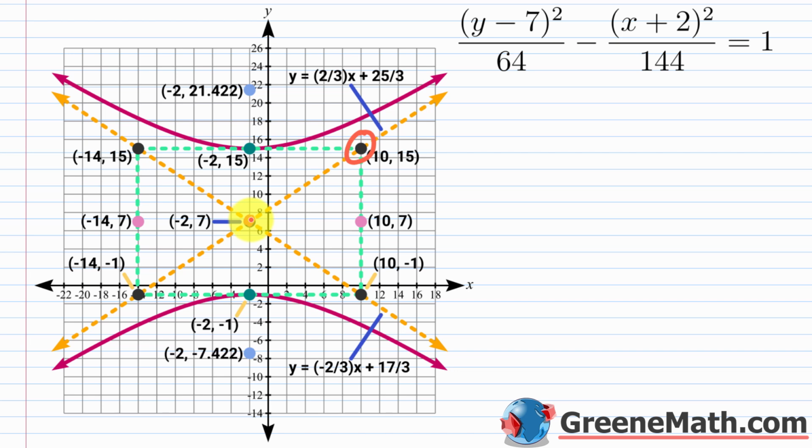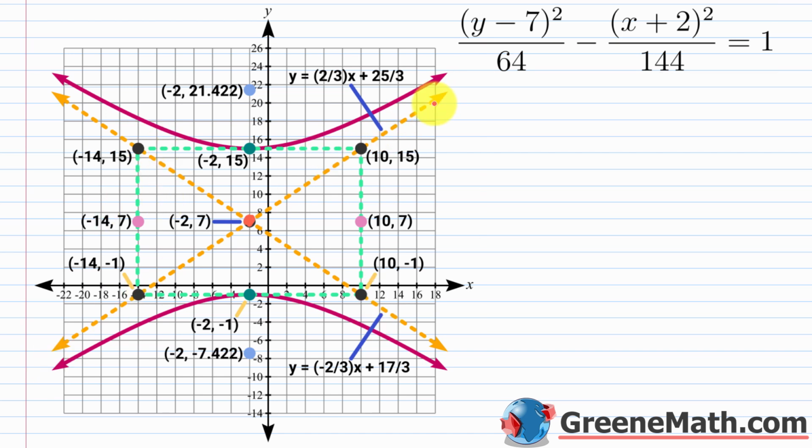Then if I go 12 units to the left and 8 units up, I'm going to get this negative 14, 15. If I go 12 units to the left and then 8 units down, I'm going to get to this negative 14, negative 1. And then lastly, if I go 12 units to the right and then 8 units down, I'm going to be at this 10, negative 1. So those are your endpoints for the fundamental rectangle.